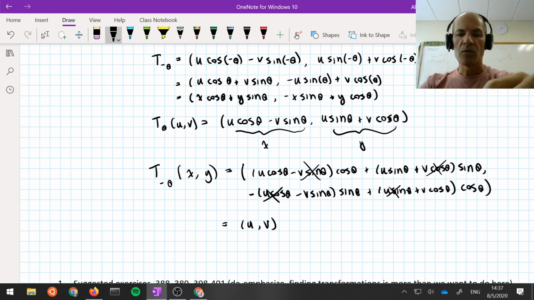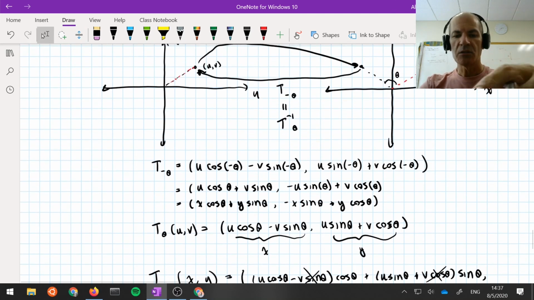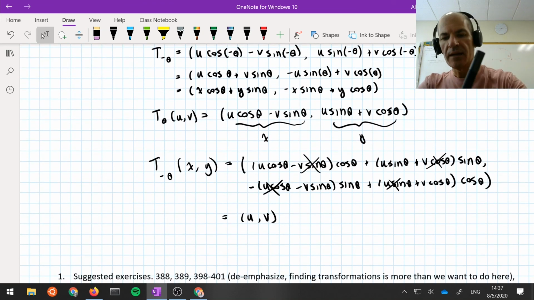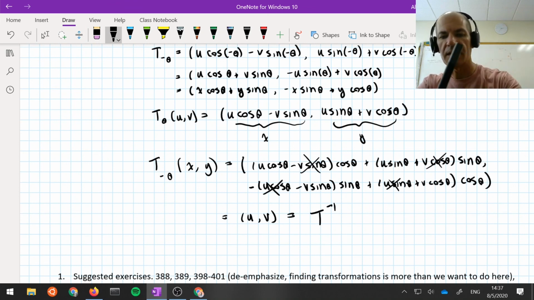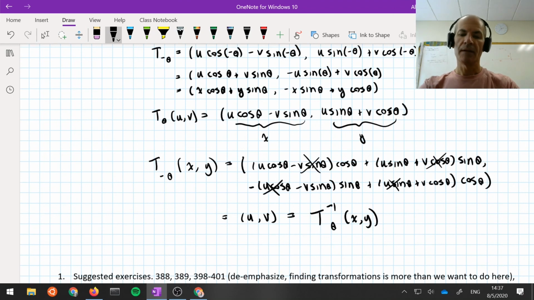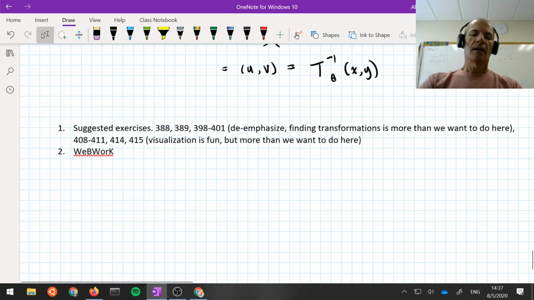So this point goes back to where it came from, and therefore we can conclude that T inverse theta is actually, sorry, T negative theta is actually T inverse of theta. And there's the proof.